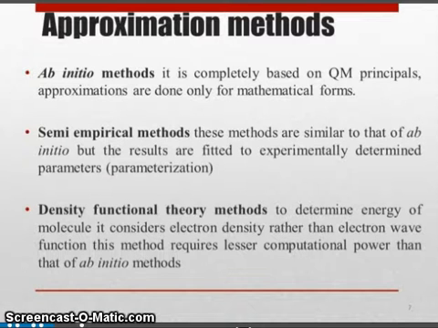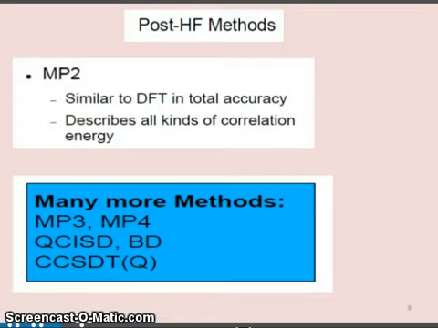Semi-empirical methods are similar to ab initio, but the results are fitted to experimentally determined parameters. The density functional theory method is used to determine the energies of molecules. It considers electron density rather than the electron wave function, and this method requires less computational power than ab initio methods. So post-HF, Hartree-Fock methods, MP, similar to DFT in total accuracy, describe all kinds of correlation energy. Many more methods: MP3, MP4, QCISD, BD, CCSDT, like that.